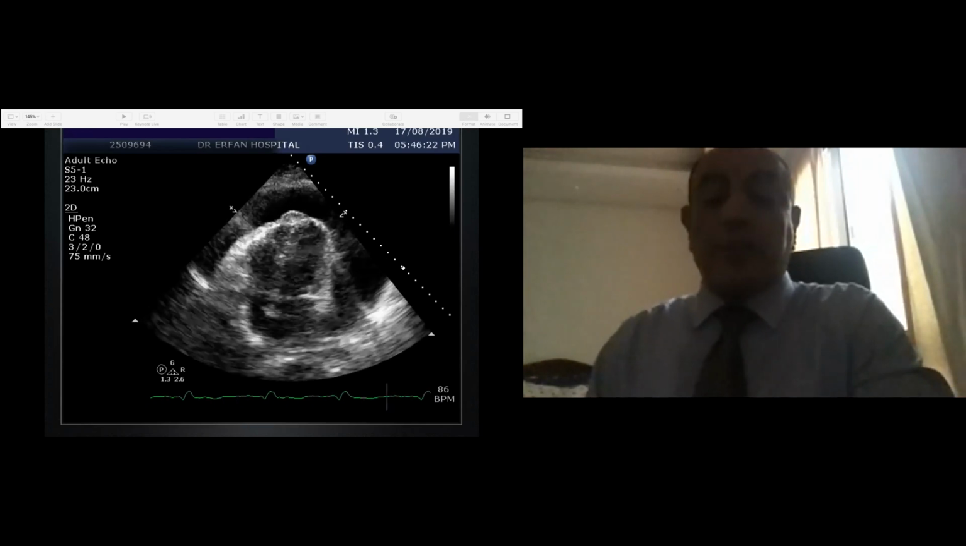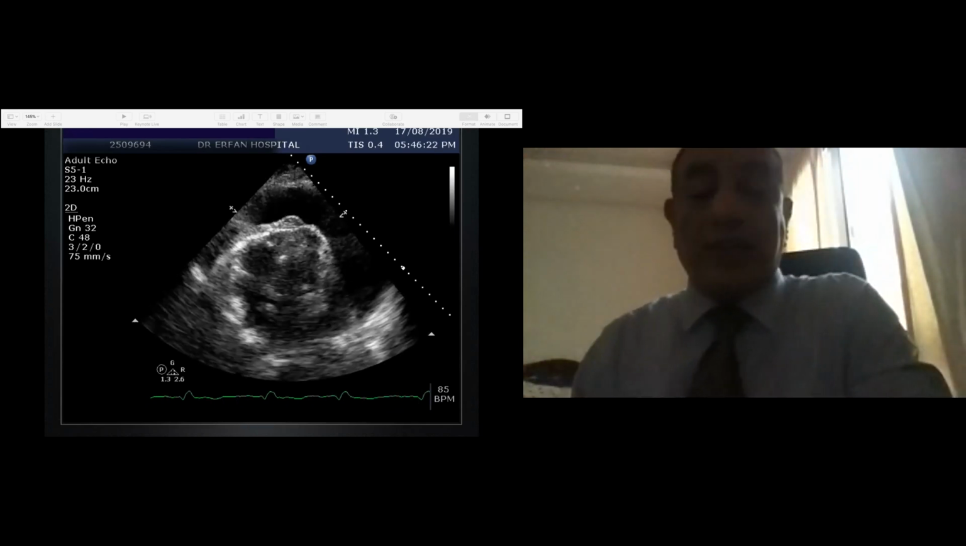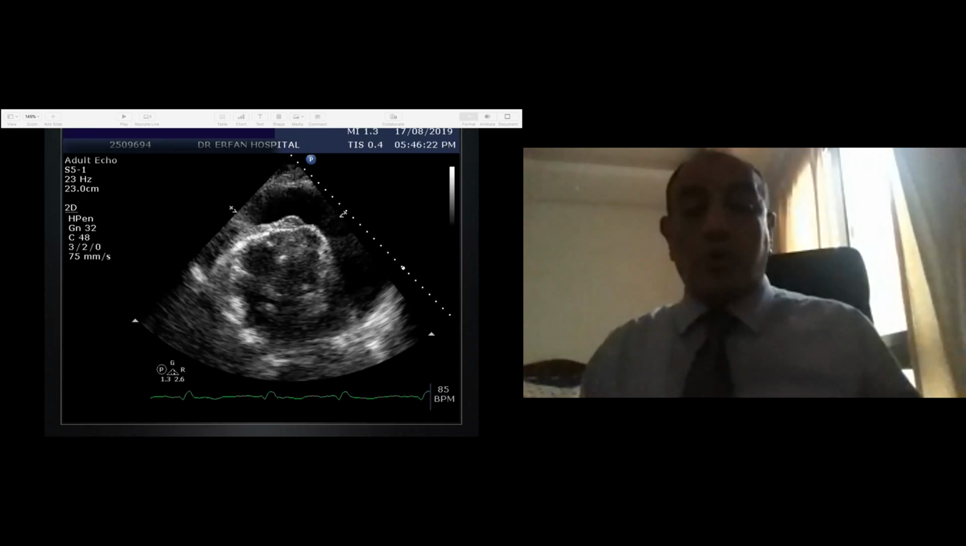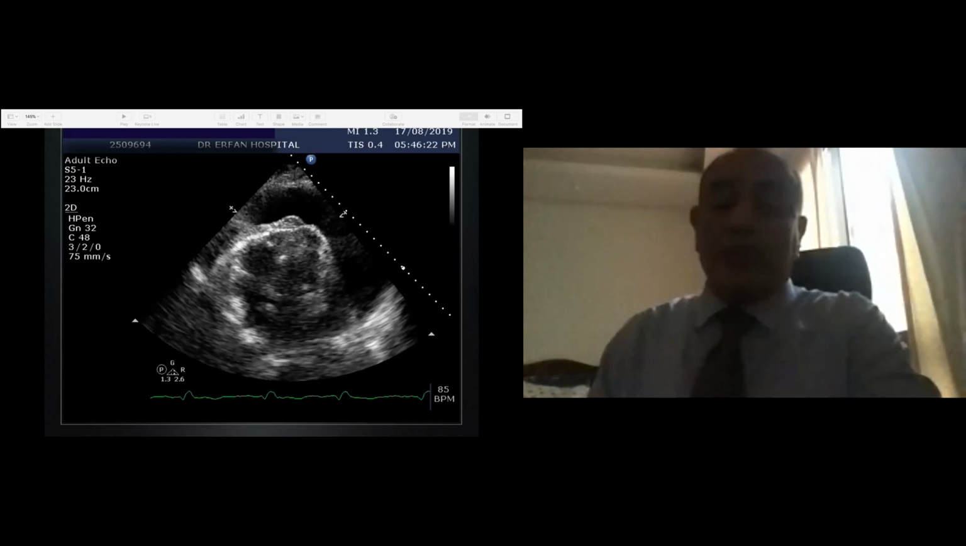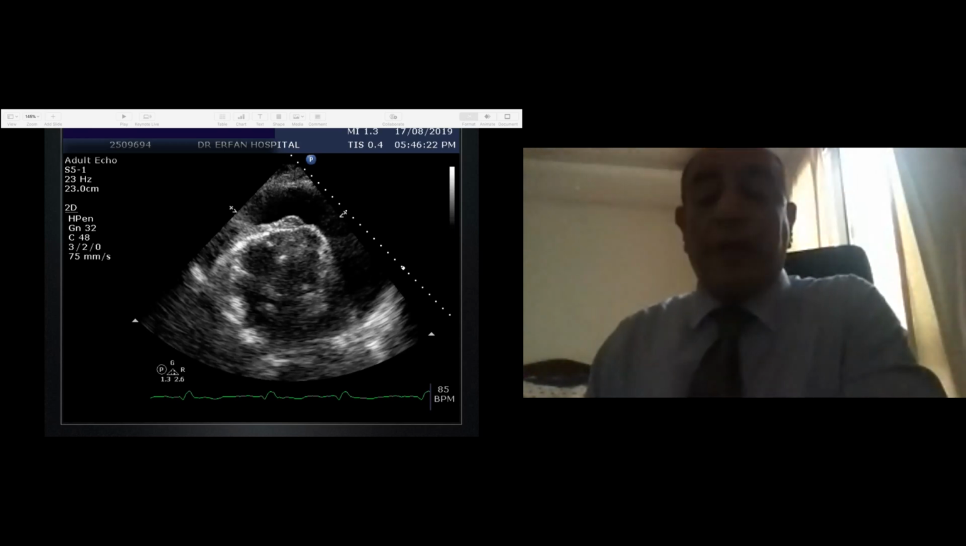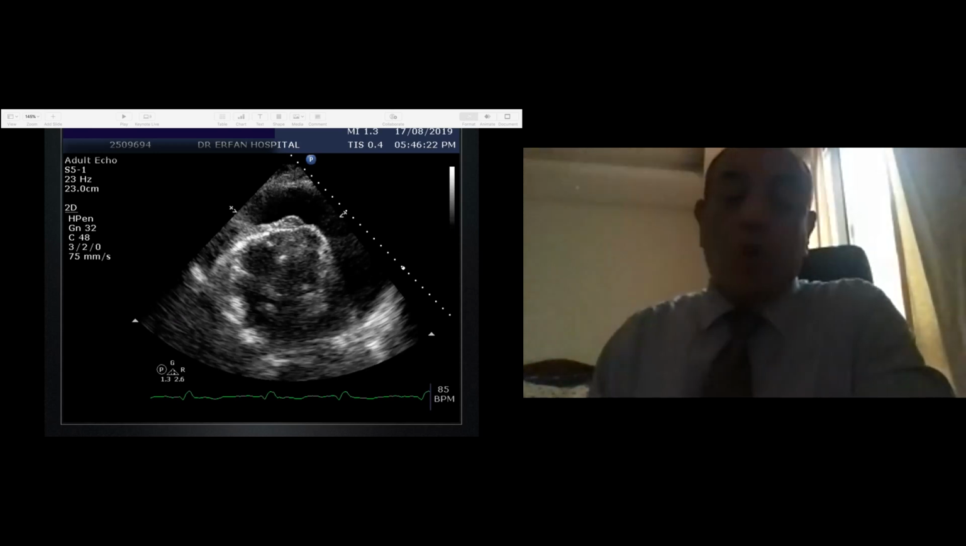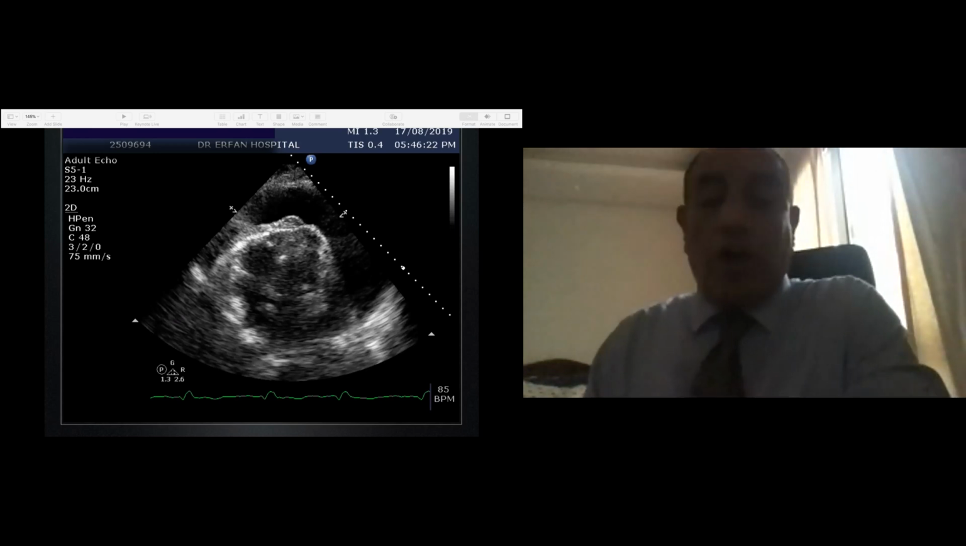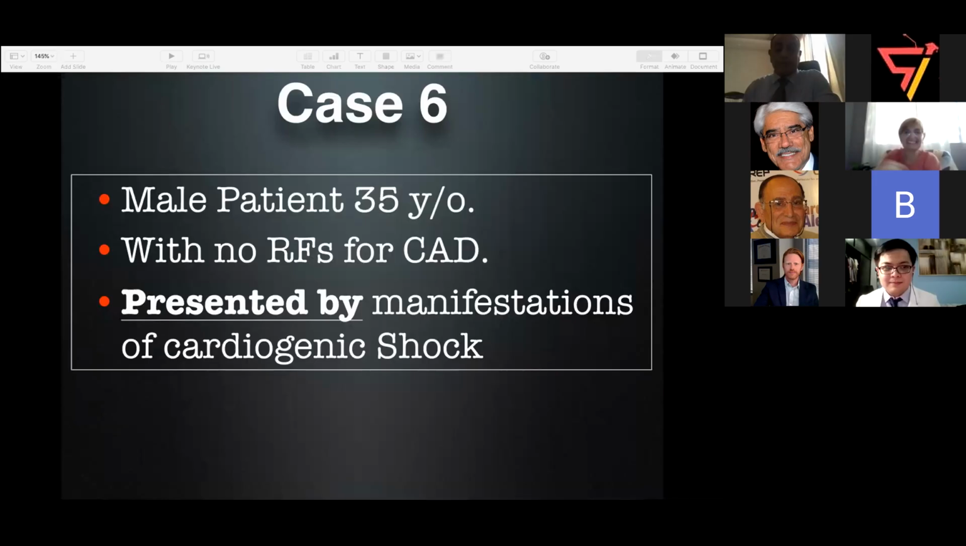So this is an emergency procedure. We sent this patient immediately to the cath lab because the cath lab is very close to the ER, and we did subcostal subxiphoid pericardiocentesis. In this patient, we drained from the pericardium 1.5 liters of hemorrhagic fluid.